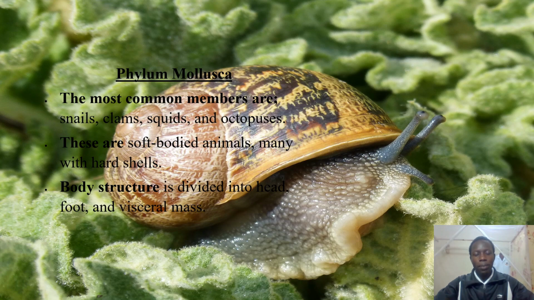When we will be discussing the examples and when we go deep into this survey of animal kingdom, which is invertebrate zoology, we will look at characteristics of these shells and enzymes responsible for the formation of these shells. Let us look also at the body structure of this organism. We are told that it is divided into head, foot, and visceral mass. We will come and discuss all of them, so don't worry, this is just an introduction.